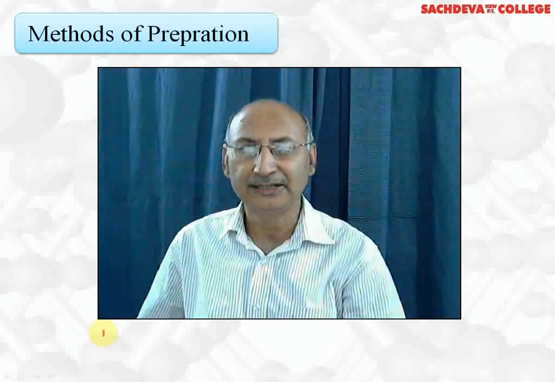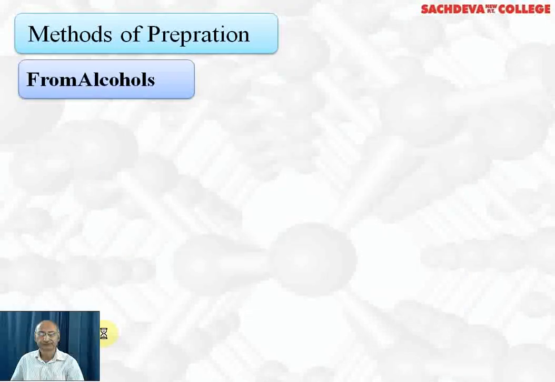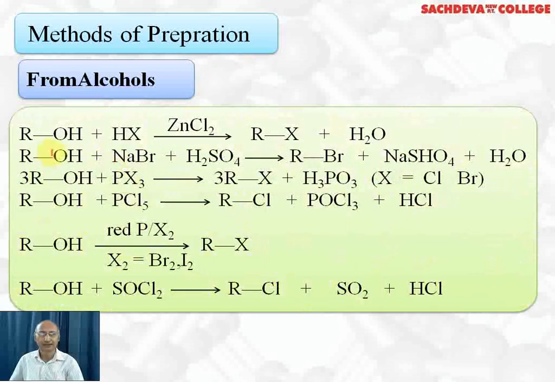Let's take the methods of preparation of haloalkanes and haloarenes. First, we are taking from alcohols. Alcohol reacts with hydrogen halide in the presence of ZnCl2, which acts as a dehydrating agent, to form alkyl halide, and water is formed. For preparation of bromide, ROH reacts with NaBr and H2SO4 to give RBr, NaHSO4 plus water.